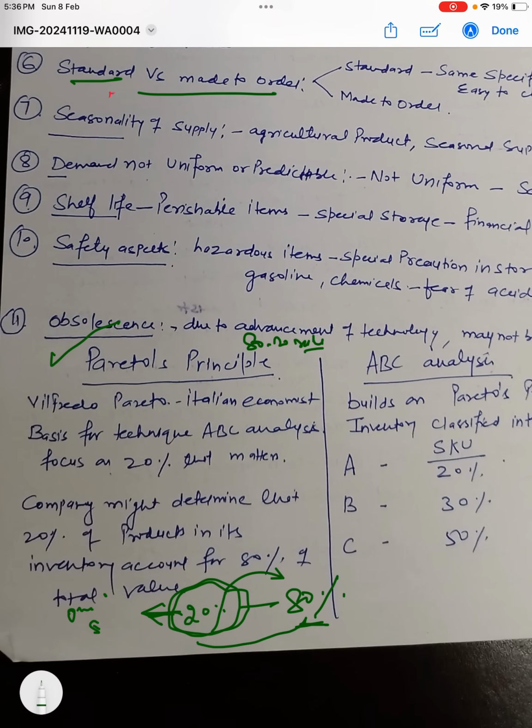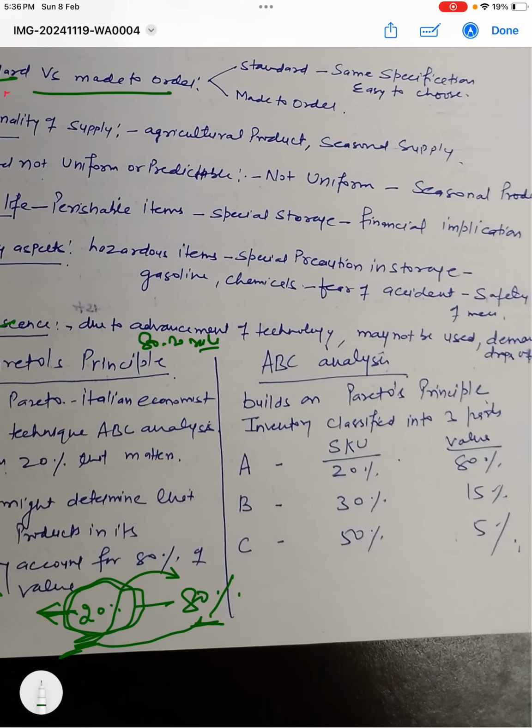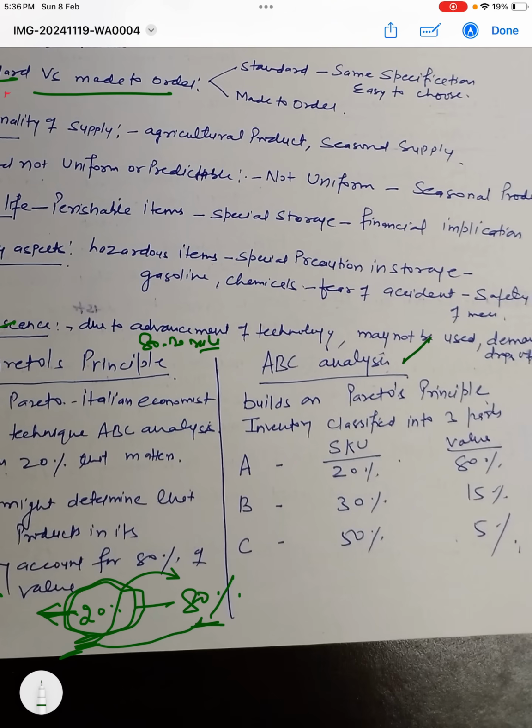There is 20% inventory which we use for 80% of the time. But if this 20% inventory is not available, then my work will be stopped. So ensure that this 20% inventory should never be out of stock. That's your Pareto principle. On the Pareto principle, we have created this ABC analysis.